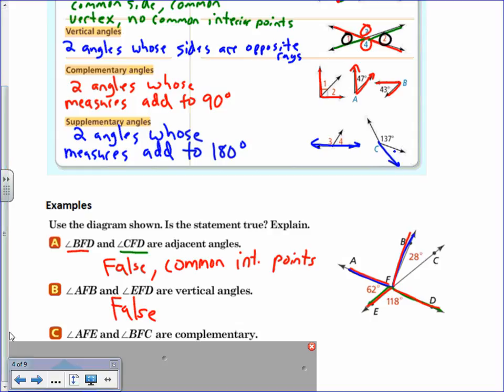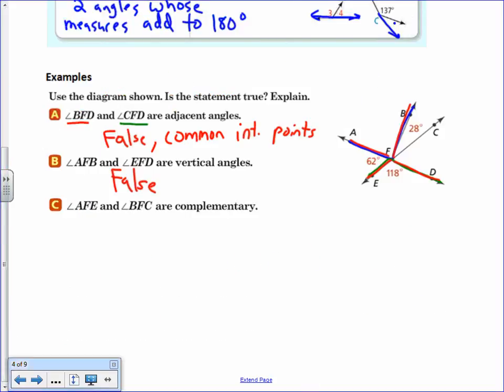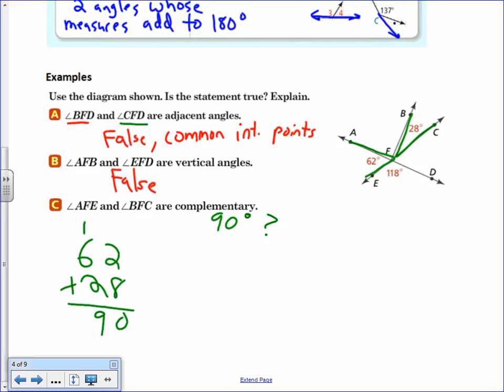And lastly, angle AFE and angle BFC are complementary. Let's figure that out. Angle AFE. Oh, it looks like these two angles are already labeled for us. Here, AFE and BFC. So they should add up to 90 degrees, is my question. So 62 plus 28. Hey, that's 90 degrees, so that would be true. Okay, so there we go. That one would be true.